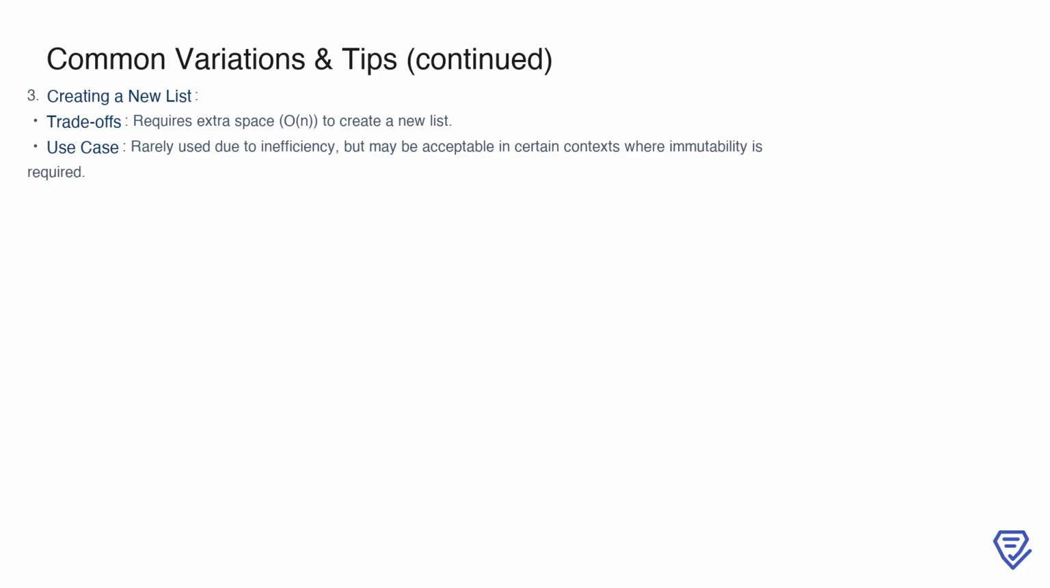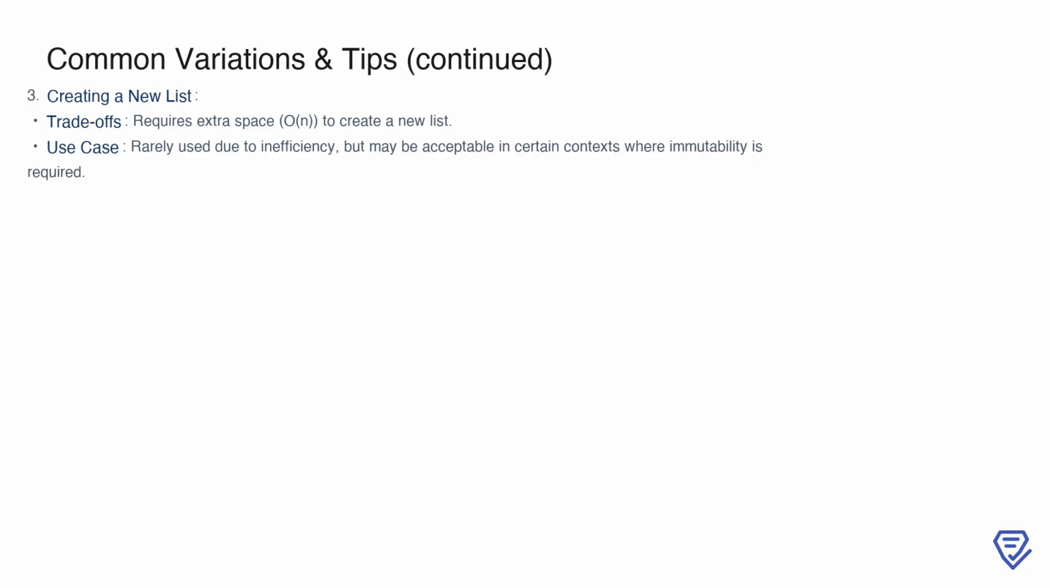Lastly, there's the option of creating a new list instead of reversing the original one. This approach involves constructing a completely new linked list by traversing the original list and inserting nodes in reverse order. While this method ensures the immutability of the original list, it comes with a significant trade-off: it requires extra space, specifically O(n), to store the new list. This makes it less efficient than in-place reversal. Creating a new list is rarely used in practice due to its inefficiency, but it might be acceptable in cases where immutability is a strict requirement.